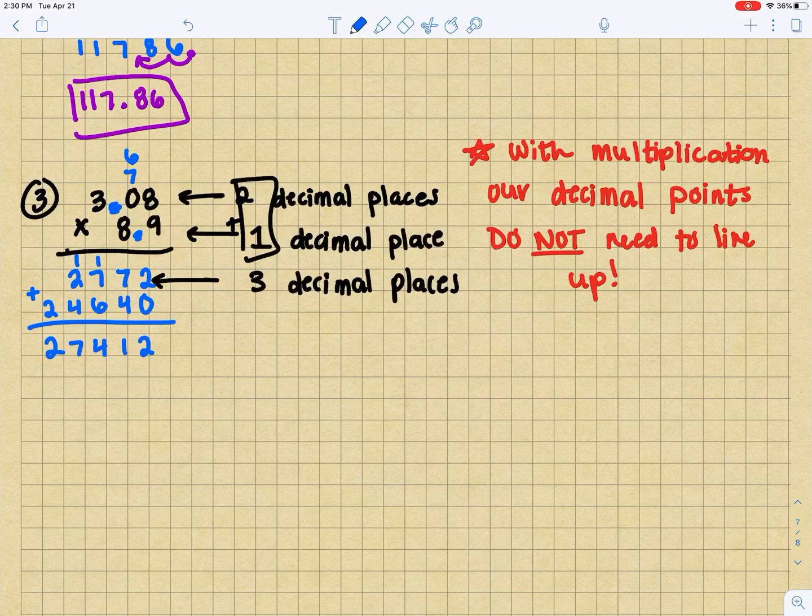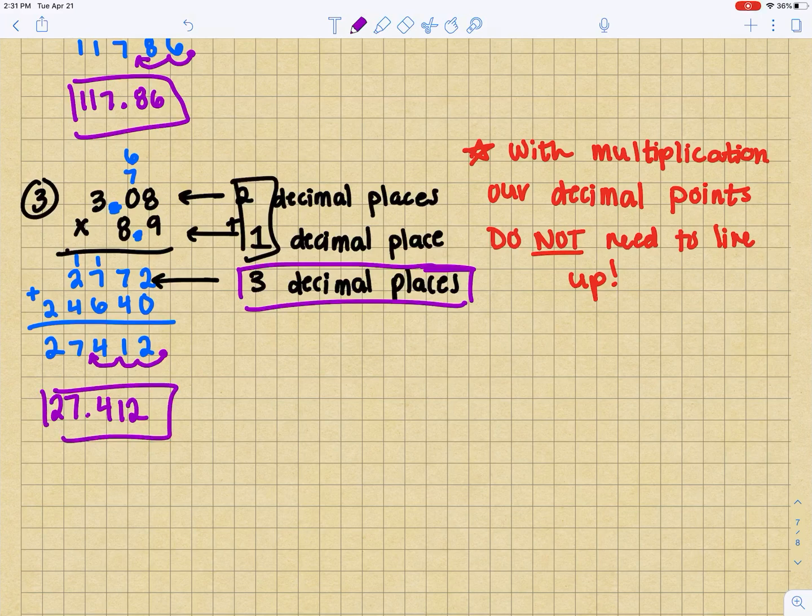All right, but remember, don't forget the last step. You need to move the decimal 3 decimal places. Place the decimal to the very right side of your number, and then we're going to move it to the left 3 decimal places. 1, 2, 3. So your final answer should be 27 and 412 thousandths. And there you have it.